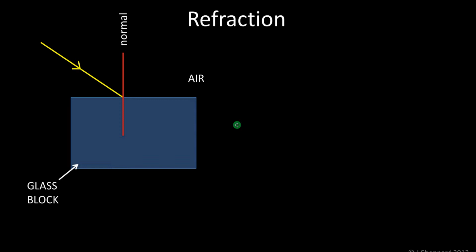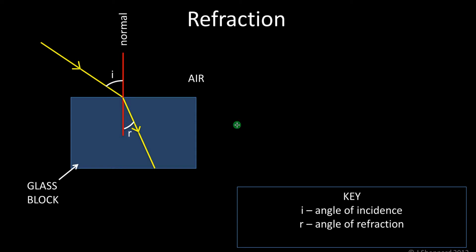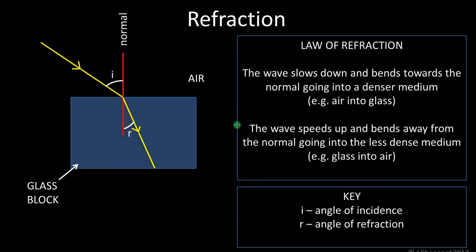And then, because the wave goes slower in the glass block, it will also bend towards the normal, so there it is going more slowly through the glass block. All angles in refraction are measured relative to the normal, and that's the same for all ray diagrams in reflection as well. So that angle I is the angle of incidence, and that angle R is the angle of refraction. Obviously as well, you can see that the angle R is smaller than the angle I. So what we say is the law of refraction: the wave slows down and bends towards the normal, meaning that R is smaller than I, going into a denser medium.